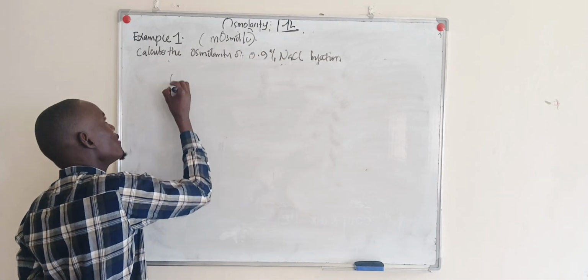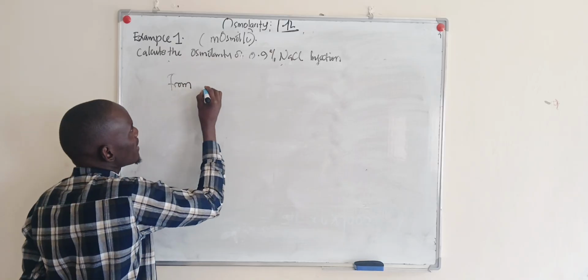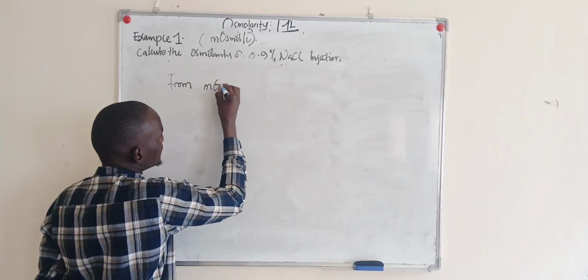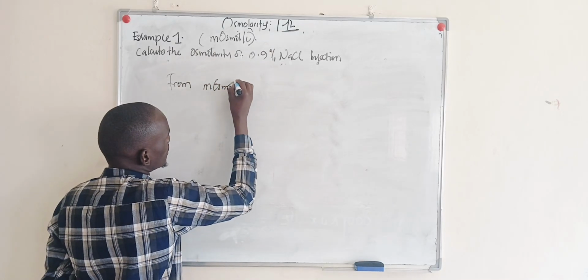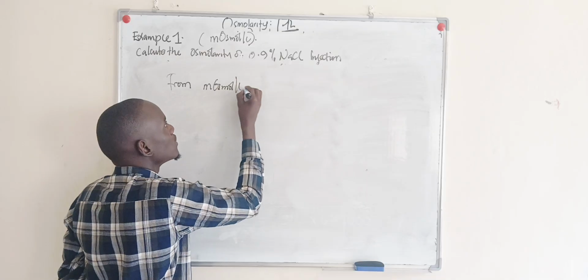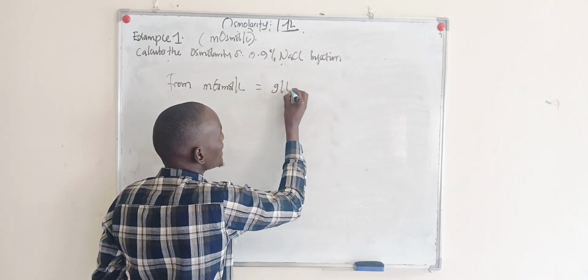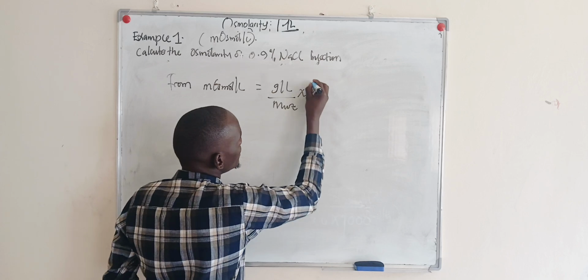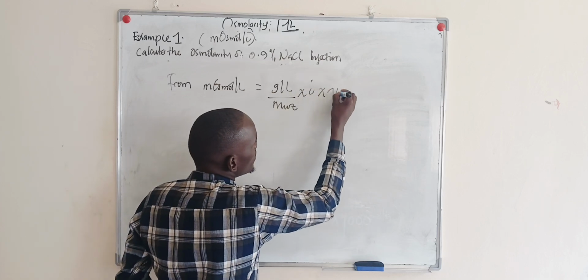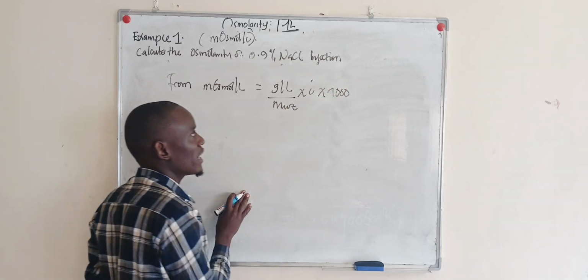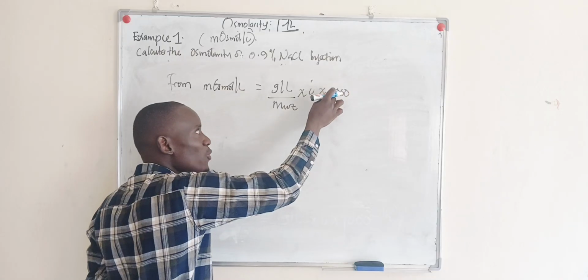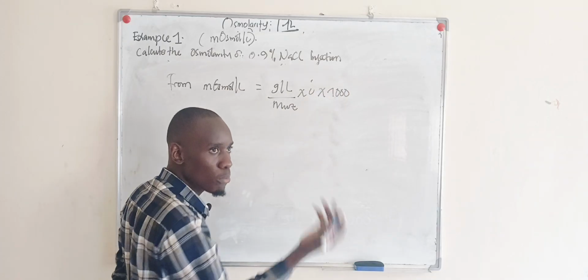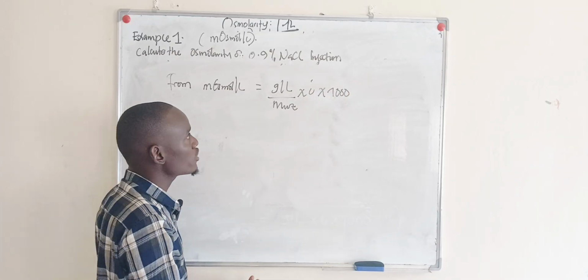So from the formula, we say that osmolarity is equal to grams per liter divided by molecular weight times number of particles, multiplied by 1000. We multiply by 1000 simply to convert osmol per liter to mOsmols per liter.